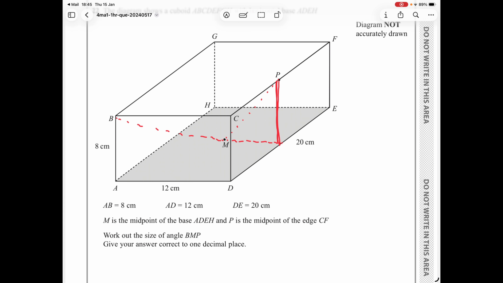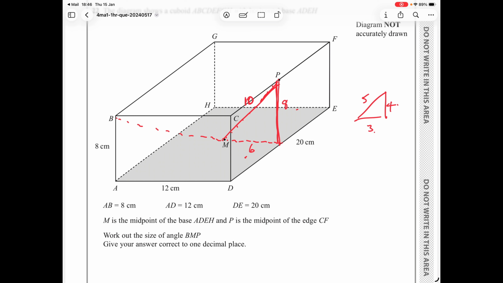So I'm going to find out how long that is first. I know that this bit here is 8, and that bit there is 6. I think this might be 3 and 4, so that's 5, using Pythagoras. So if that's 3 and that's 4, and that's 6 and that's 8, proportionately this is going to be 10. So I've got that bit, M to P.